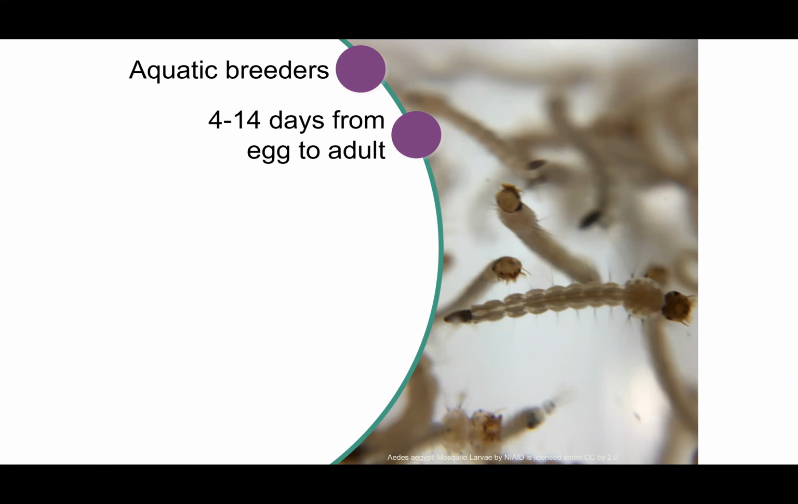It takes about 4 to 14 days to go from the egg to the adult stage, and it depends on species, so that number varies based on species. It also varies based on the temperatures outside. In the cooler months, it takes longer to grow than in the summer months.